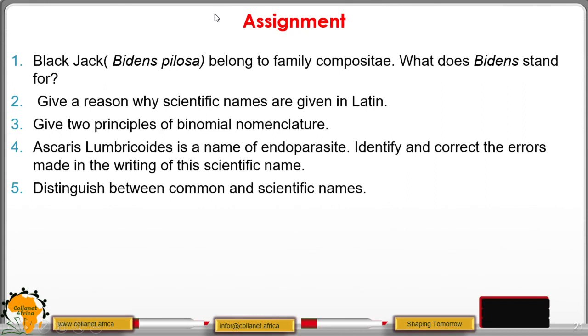So we have come to the end of our topic. Thank you for paying attention. I believe by going through this assignment, you will be able to test and gauge yourself.